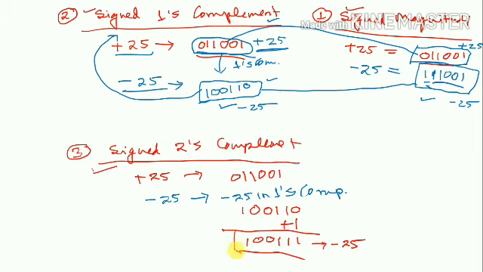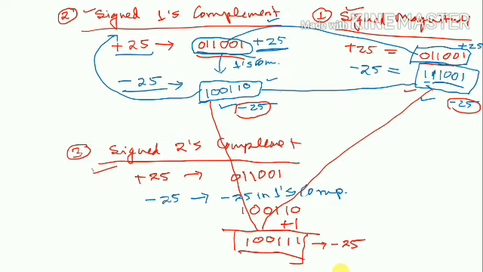So look here. This is the minus 25, this is the minus 25. These three are not the same. So this is the minus 25 in sign 1's complement, this is the minus 25 in sign magnitude, and this is the minus 25 in sign 2's complement.